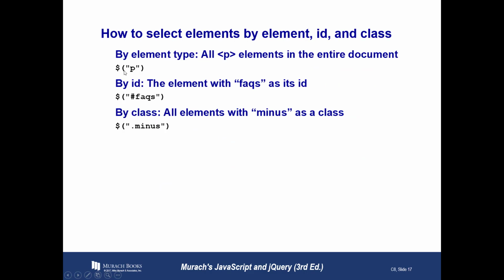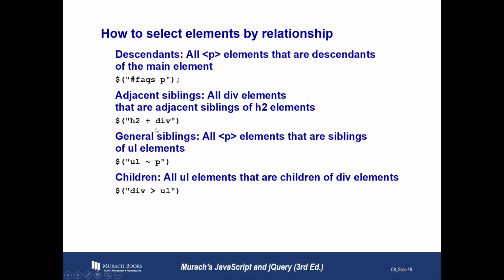Here you go. $("p") says grab every paragraph in the entire document. $("p") in parens gives all paragraphs. $("#fax") says give me the element with an ID of fax. This says give me the class that's called minus. I'm not going to read through each one of these, but you can also define relationships as shown here. This is really powerful stuff.